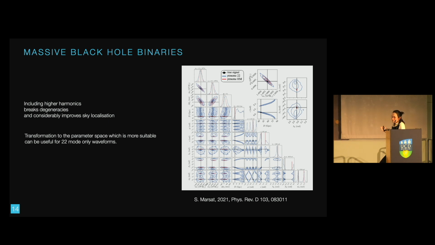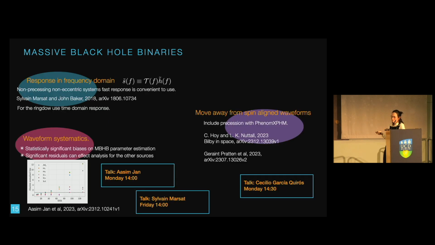And again, it is important to move to more elaborate waveforms. Here we can see the posterior distributions for one of the massive black hole binaries, and in blue you see the posteriors that were done with a simple Phenom D waveform. But if you include higher harmonics, you get much better estimation of the parameters, and your posteriors look much nicer. You get much better sky localization. So it again shows us that we have to use better waveforms.